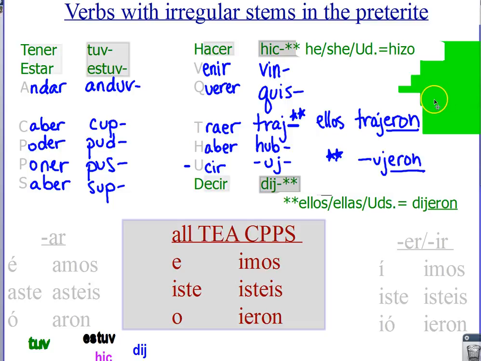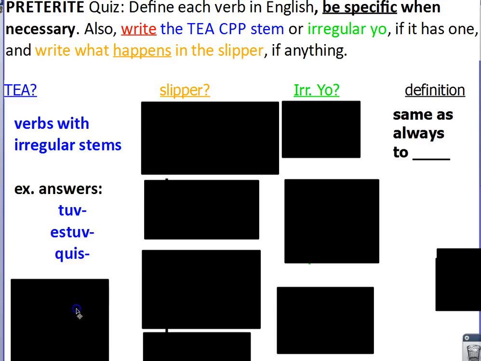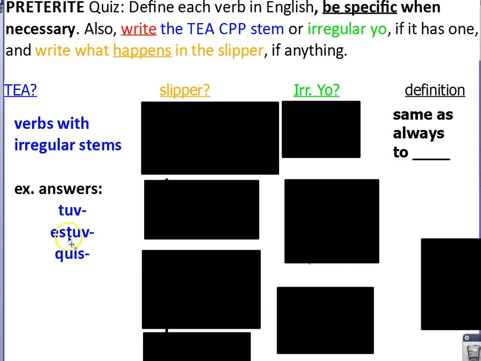So what that part of the verb quiz is asking you is to fill in tuv, estuv, anduv, cup, pud, pus, sup, whatever you need, if that pertains to any of the verbs on your verb quiz. So example answers are tuv, estuv, quis. You just write that teacup stem right in there.